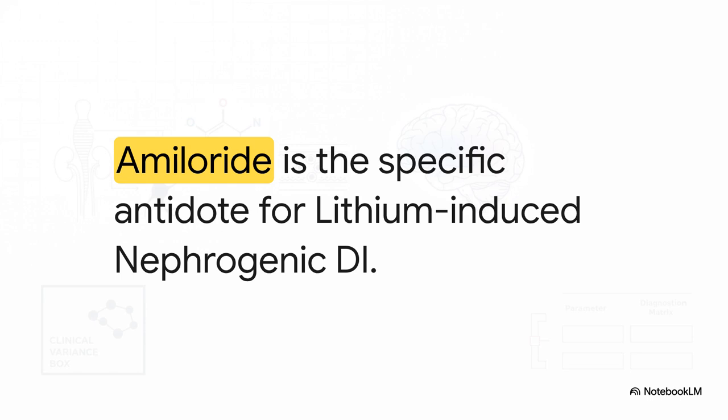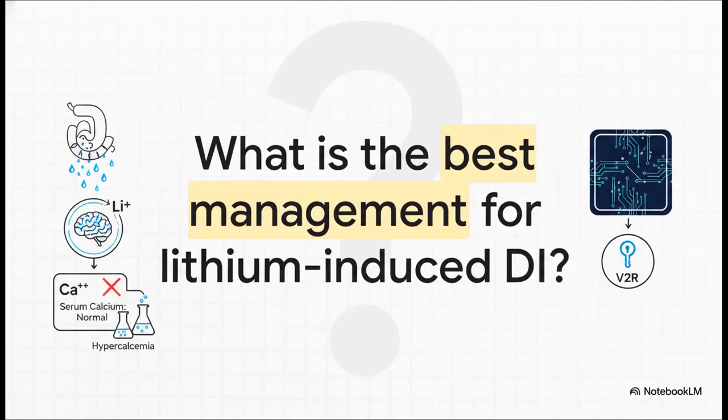When severe psychiatric instability mandates that a patient must remain on their lithium therapy, the exact specific antidote is amiloride. Amiloride acts by physically blocking that ENaC channel at the luminal membrane, completely preventing any further lithium from entering the collecting duct cells and halting the nephrotoxicity in its tracks. Let's tackle our final integrated assessment.